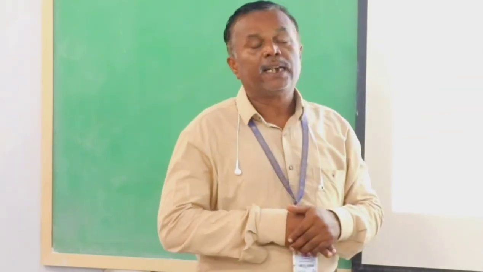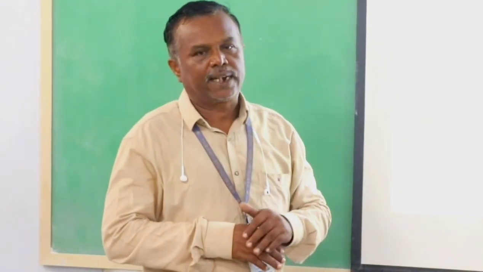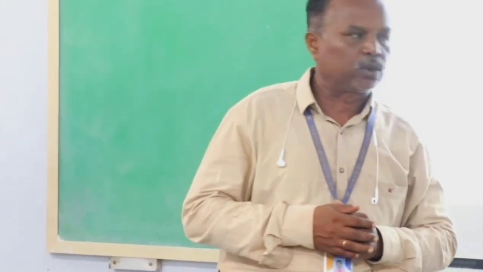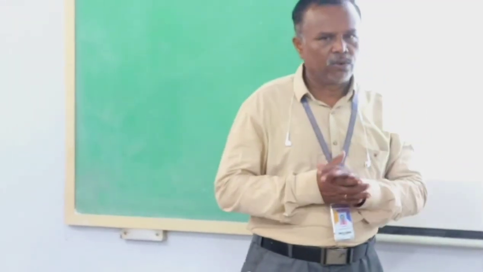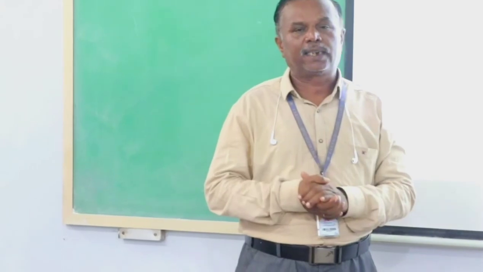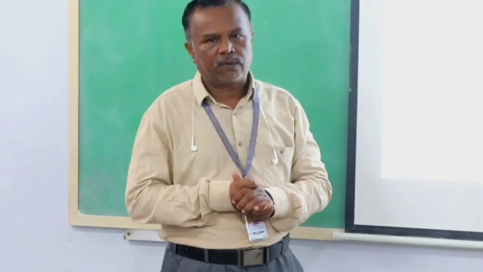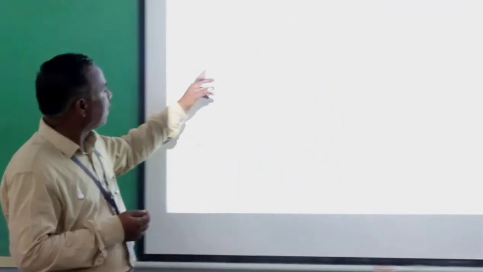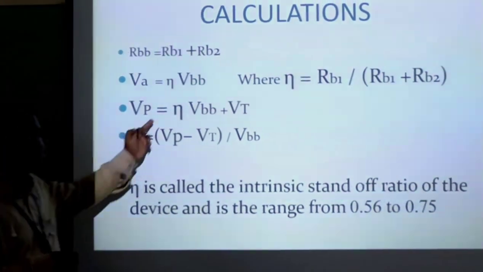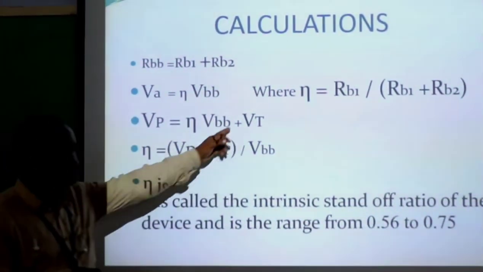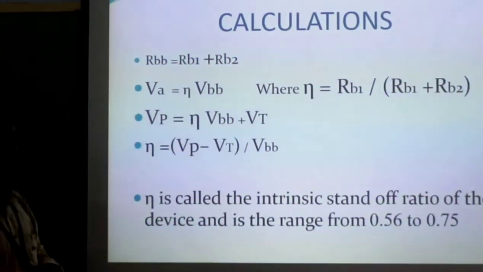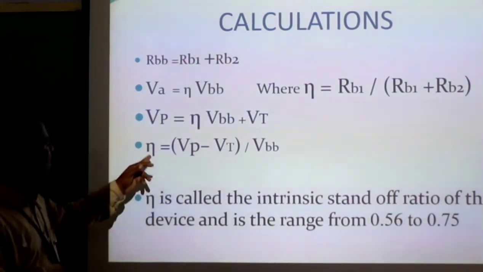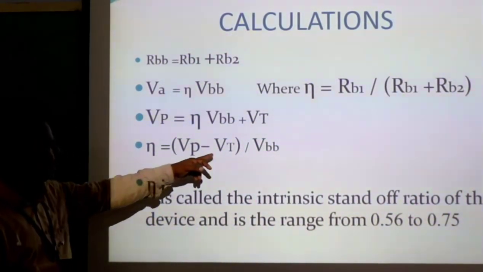Eta is called the intrinsic stand-off ratio. Normally, the intrinsic stand-off ratio ranges from 0.56 to 0.75. Therefore, the peak voltage Vp is equal to eta VBB plus the threshold voltage of the diode, VT. In other words, eta is equal to Vp minus Vt divided by VBB.